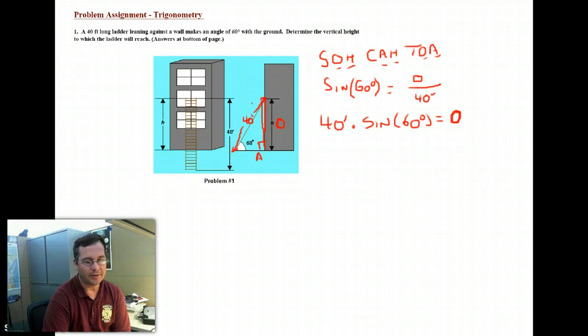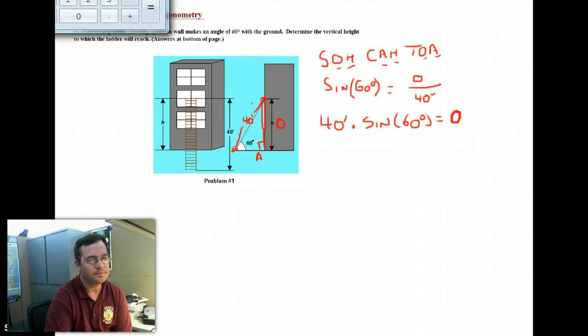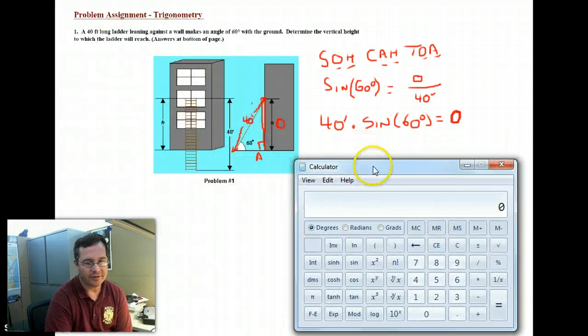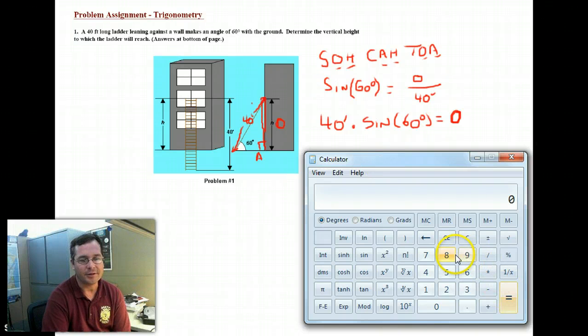I don't know, but I can either go and look it up in a trig table, or I can use a scientific calculator, like you'll find on the computer. So let's do that. 60. Now, I'm going to use the sine function, but a couple of things that are important to be careful of.